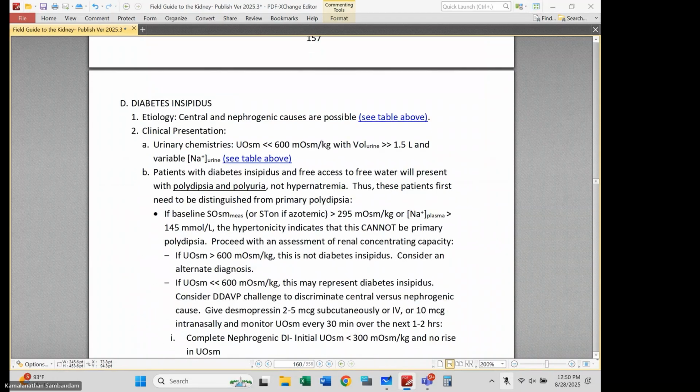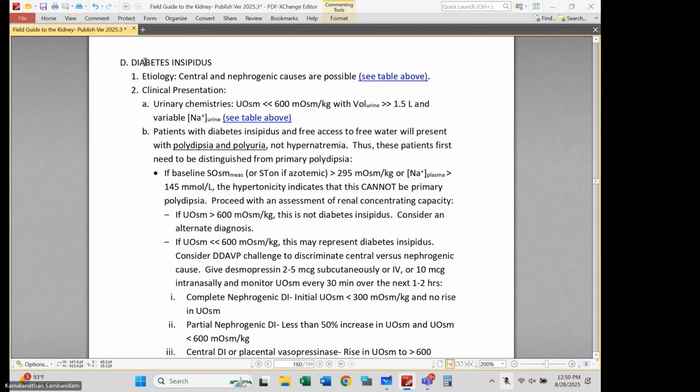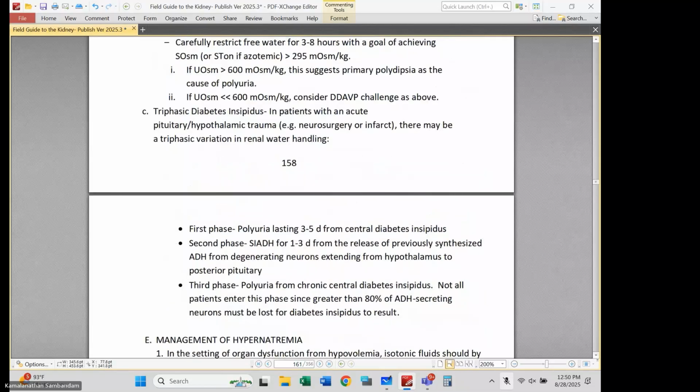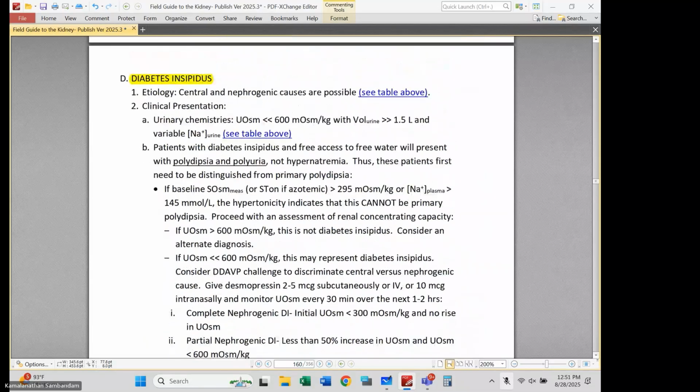Let's then go into some of these individual syndromes and talk about some of the nuance of these syndromes, including in some cases treatment. So diabetes insipidus we'll talk about first. This can obviously be central and nephrogenic, which we've covered. The presentations by urine chemistries we've covered. We don't need to belabor this. So patients with diabetes insipidus do not present with hypernatremia. I made that point before, I'm emphasizing it again. They present with polydipsia and polyuria.